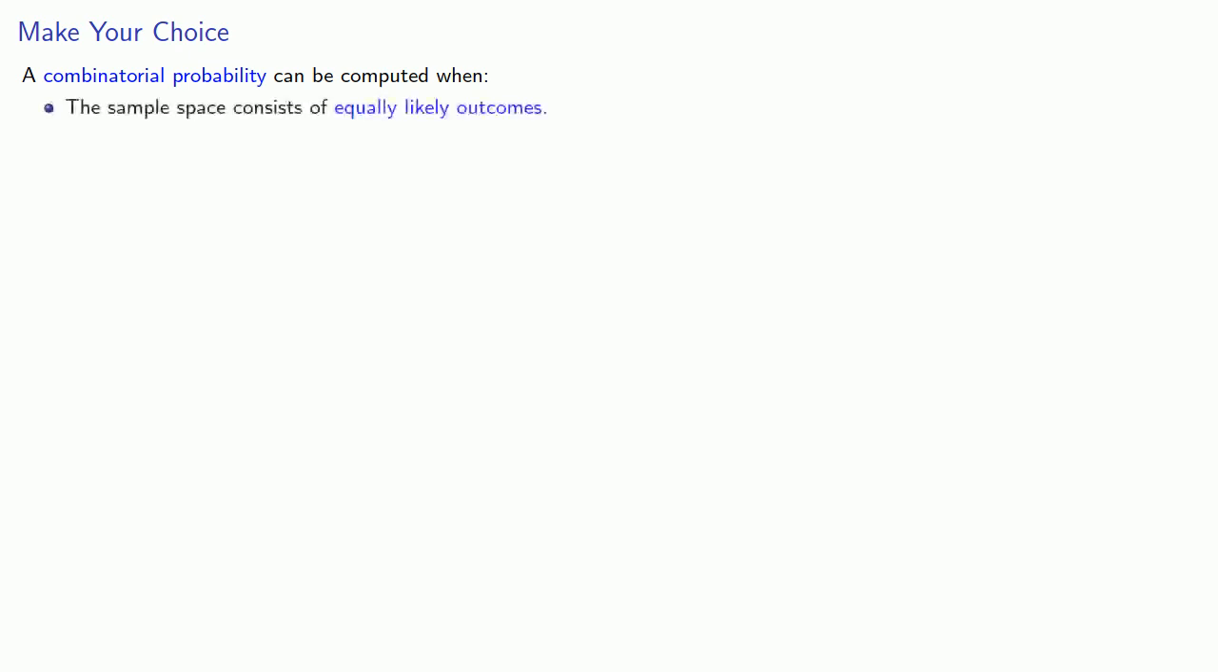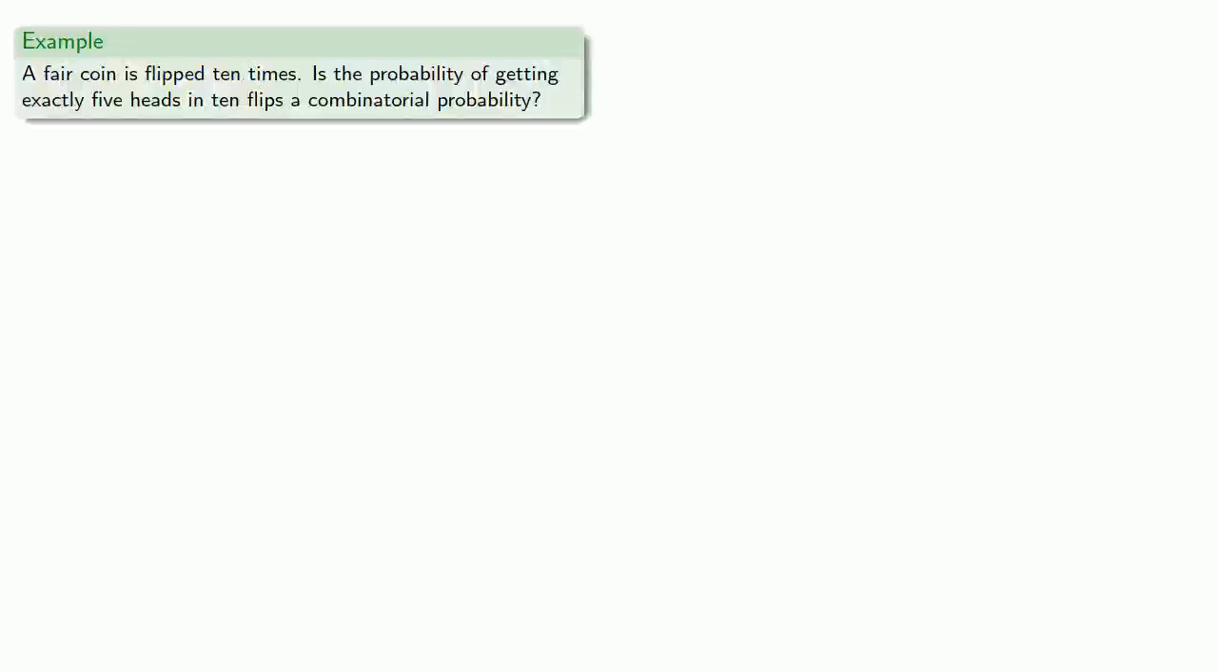This leads us to the topic of combinatorial probabilities. A combinatorial probability can be computed when the sample space consists of equally likely outcomes, and the outcomes are permutations. For example, let's say we flip a fair coin 10 times. Is the probability of getting exactly 5 heads in 10 flips a combinatorial probability?